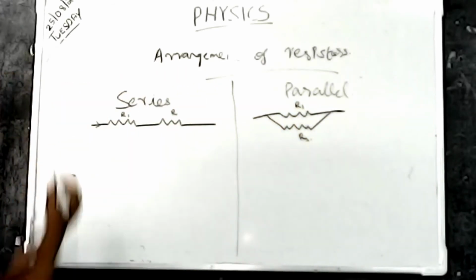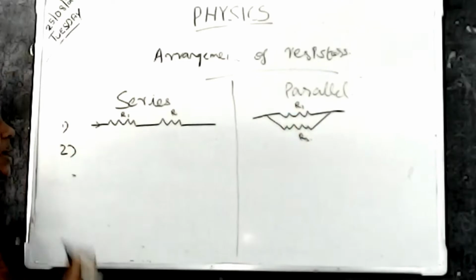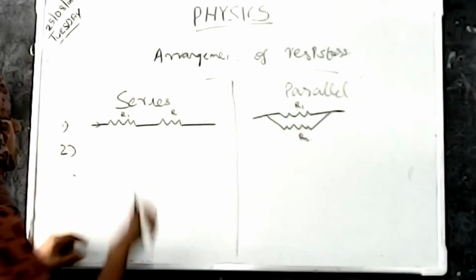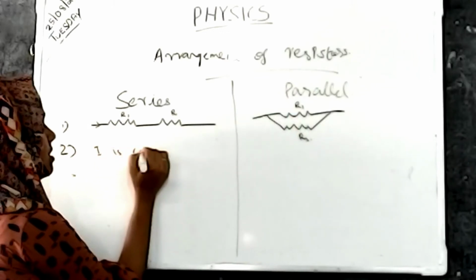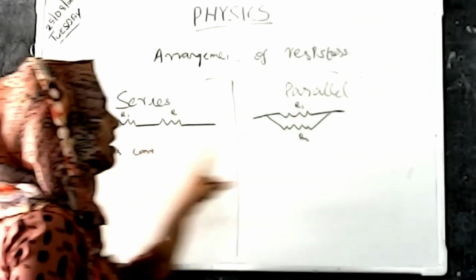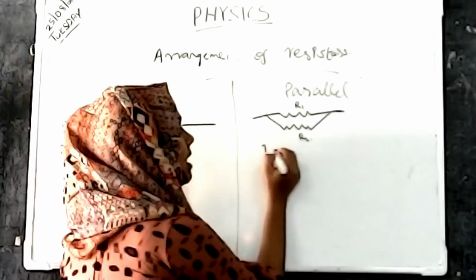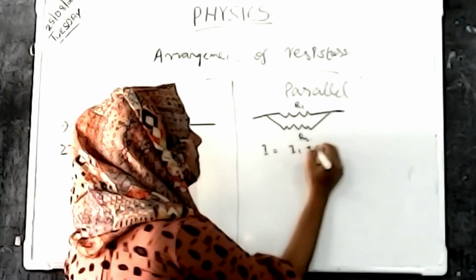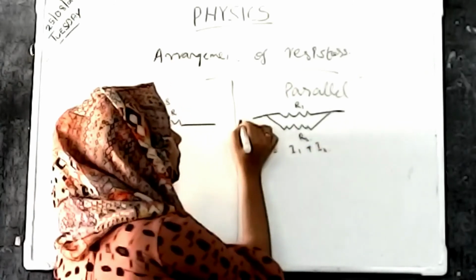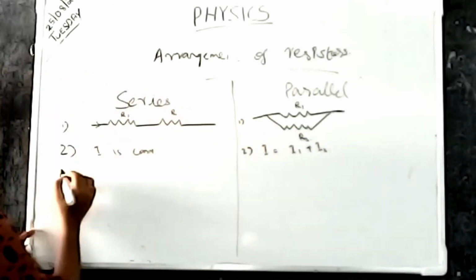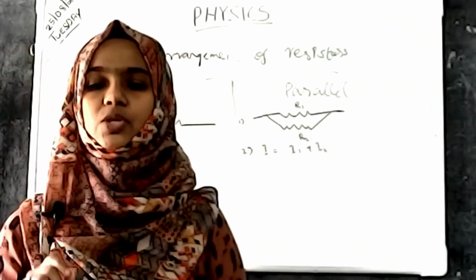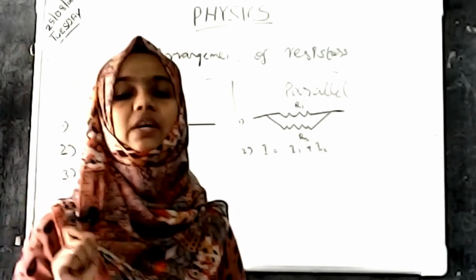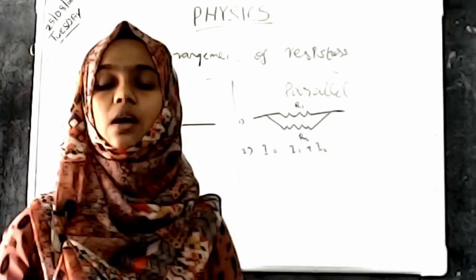And in the first case, the current is not changing. So I is constant. But in the parallel connection, I comes to I1 plus I2. And there is another difference, that is the series connection is more effective. So the effective resistance increases in series connection.